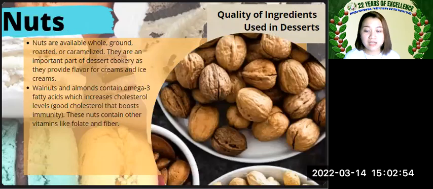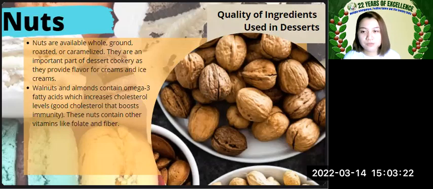Now, next is, yes, nuts. Nuts are available whole, ground, roasted, or caramelized. They are an important part of dessert cookery as they provide flavor for creams and ice creams. Okay. Walnuts and almonds contain omega-3 fatty acids, which increase good cholesterol levels and boost immunity. So these nuts contain other vitamins like folate and fiber.